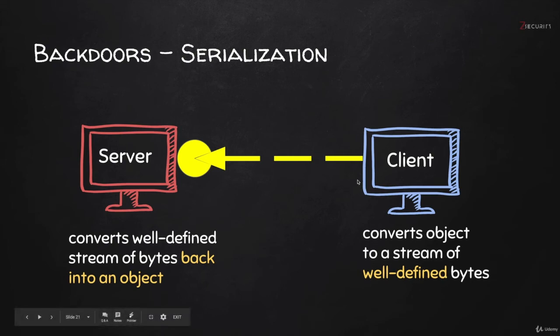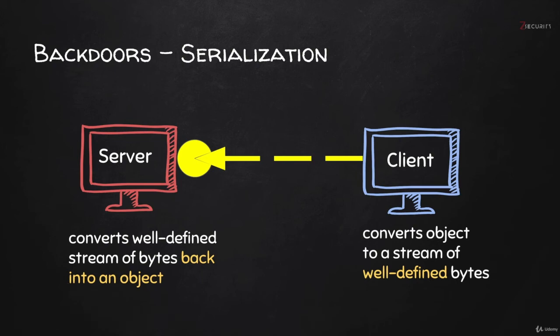It puts that on the TCP stream. The server is going to keep receiving stuff from the TCP stream, and once it receives everything, because it's well defined, it's going to know when it has everything, and it's going to convert this back to the object that it was. So if we send a list here, we'll be able to receive a list here. If we send a dictionary, we'll be able to receive a dictionary here, and so on.